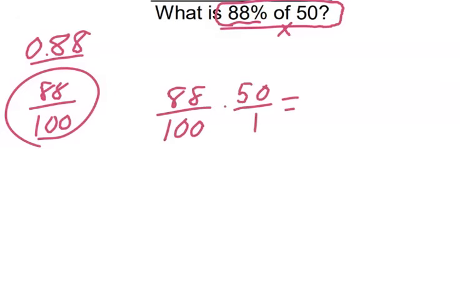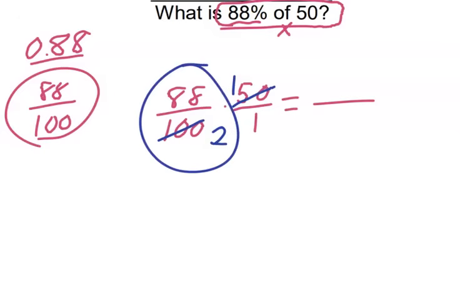So let's see if we can do this, and I think it might be pretty easy. Because what can we do? Can we cross-reduce anything? Yeah, we can. We definitely can. So we can do 50 into 50 and get 1, 50 into 100 and get 2. Okay, and there's that answer. And as a matter of fact, this 88 over 2 can be reduced because I can divide 2 into 2 and get 1, and 2 into 88 and get 44.